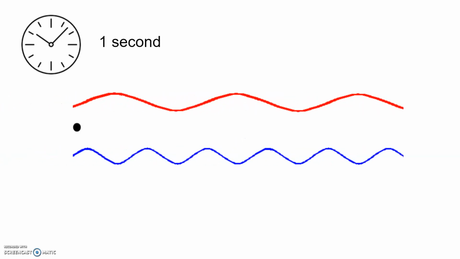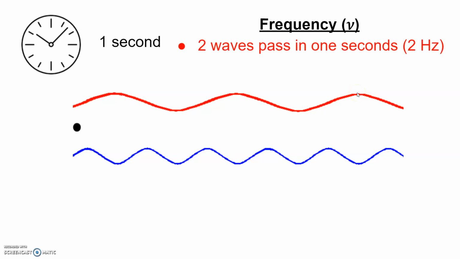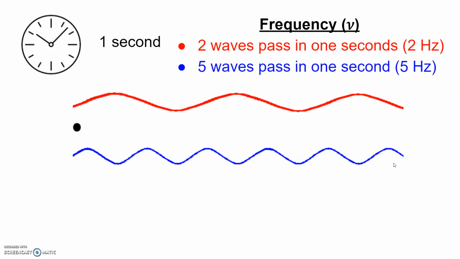So let's take a closer look at that. Let's say we have this point here, and we're going to measure how many waves will pass this point in 1 second. Okay, so for our first wave, the red wave on top, a total of 2 waves passed in 1 second. So that means that that wave has a frequency of 2 hertz. Whereas for the bottom wave, the blue wave, a total of 1, 2, 3, 4, 5 waves passed in 1 second. So that would have a frequency of 5 hertz.